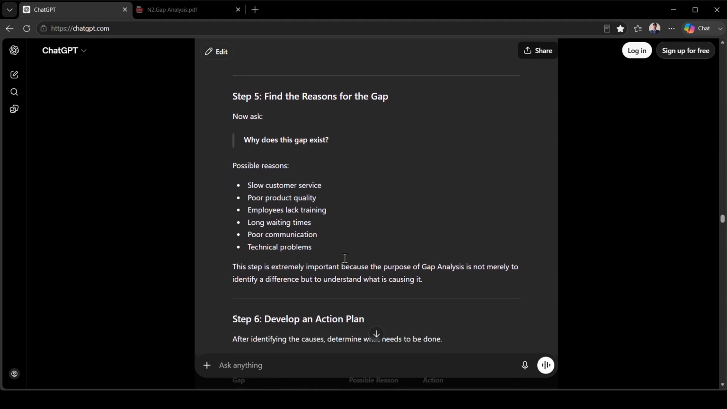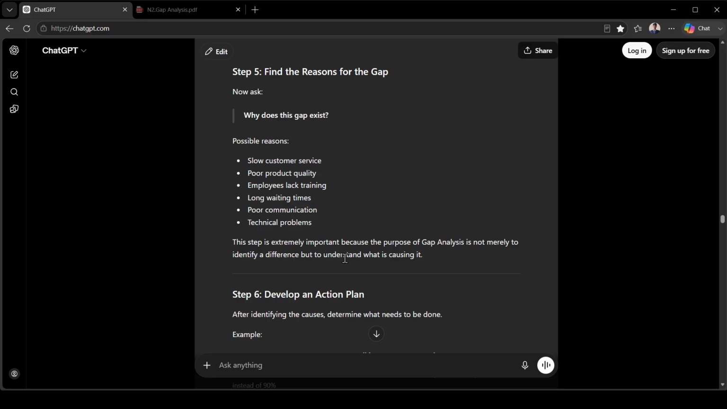So step 5: find the reason for the gap. Now ask, why does the gap exist? Possible reasons: slow customer service, poor product quality, employees lacking training, long waiting times, poor communication, technical problems. This step is extremely important because the purpose of gap analysis is not merely to identify a difference, but to understand what is causing it.